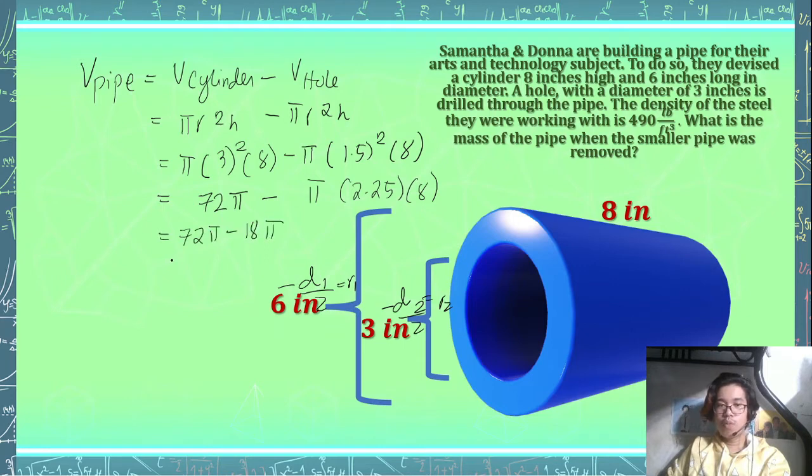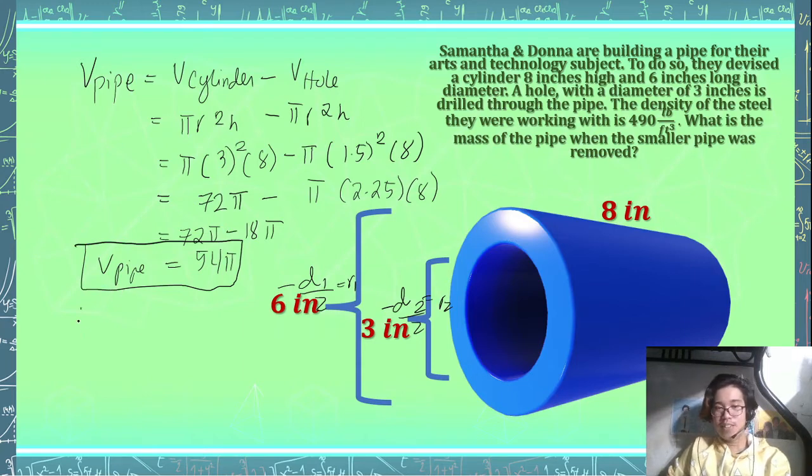And what's 72 pi minus 18 pi? So 72 minus 18, that should give us 54 pi. So therefore, the volume of the pipe is equal to 54 pi. So now that we know the volume, we can use the formula for finding the mass of a given figure by multiplying the volume, the conversion factor that we have here, and also the density of our given figure. So we're working with steel for this pipe, with a density of 490 pounds per cubic feet.